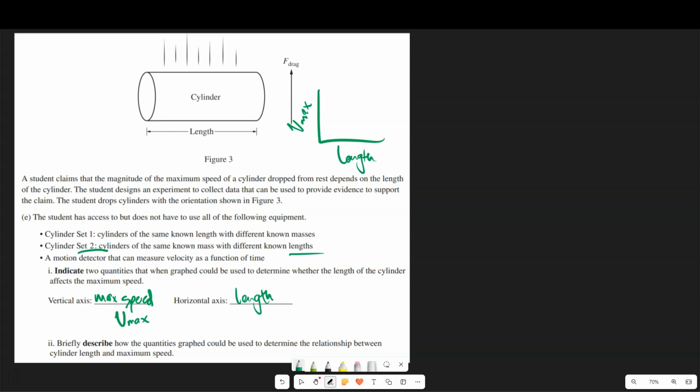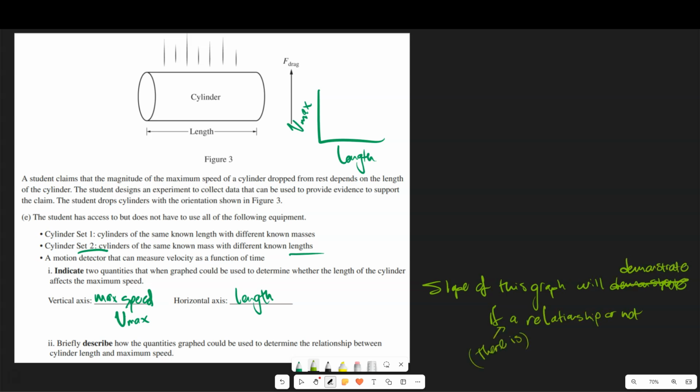All right, so part two says, briefly describe how the quantities graphed could be used to determine the relationship between cylinder length and maximum speed. Okay, so an easy answer for this would be to say something like the slope of this graph will demonstrate if there is a relationship or not. And that's it.